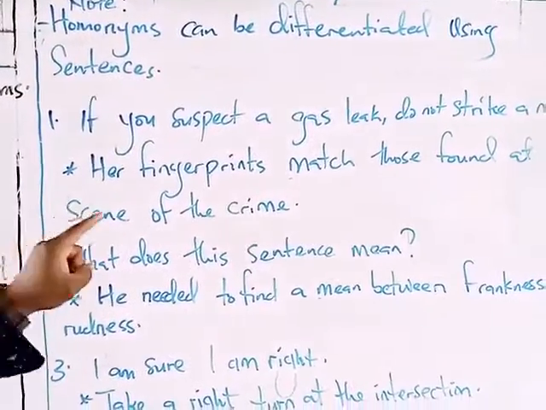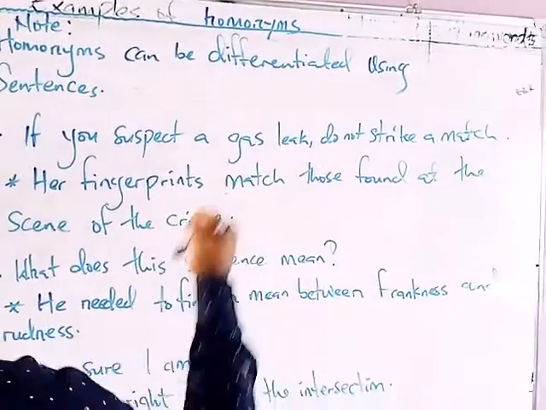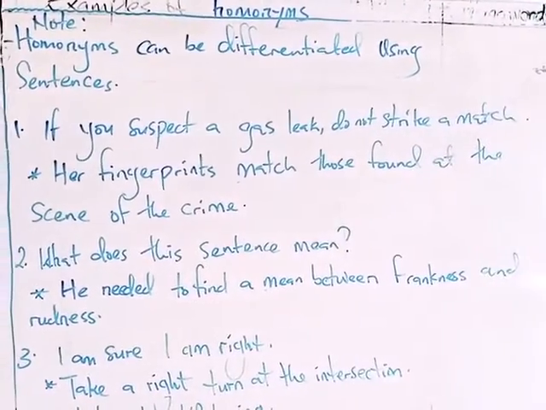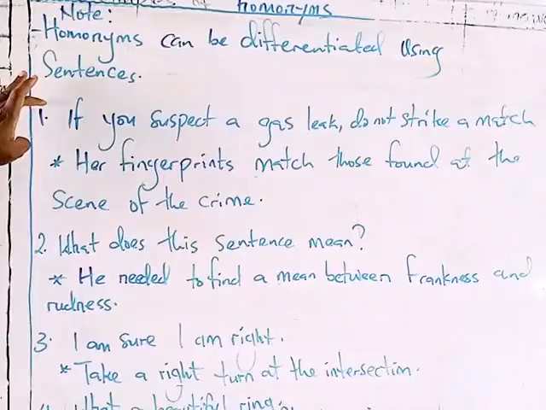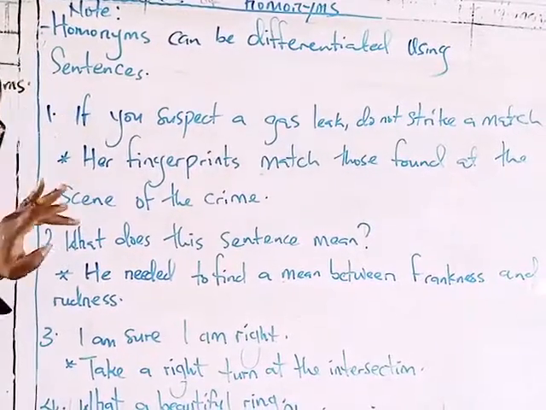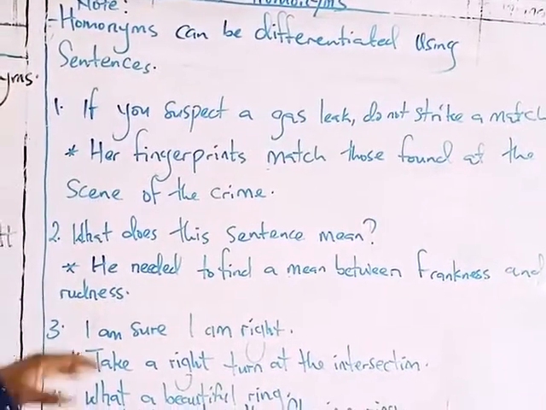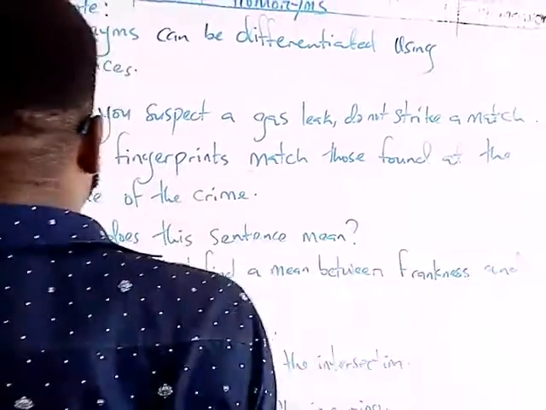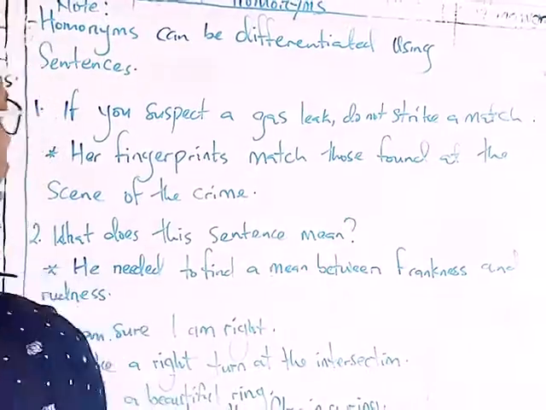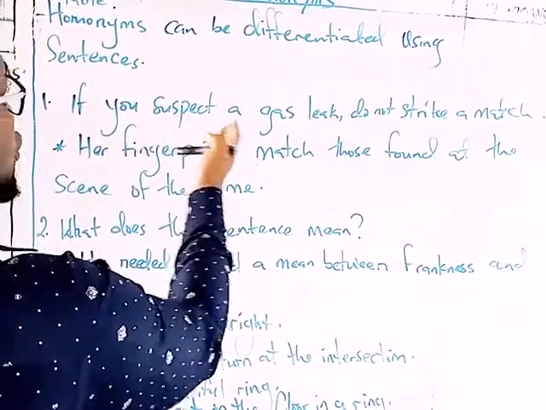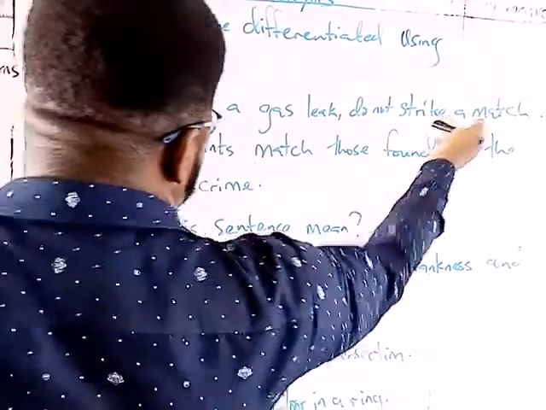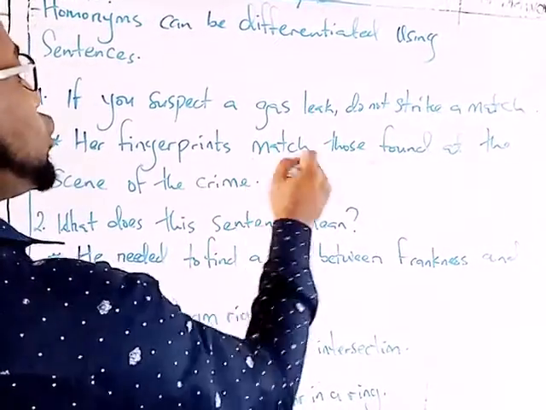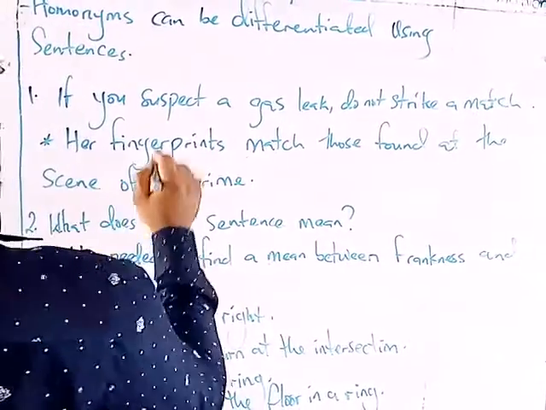1. If you suspect a gas leak, do not strike a match. This is example number 1. In the first pair, we have 2 pairs per example. The second one says, her fingerprints match those found at the scene of the crime. Now, the first one, listen: if you suspect a gas leak, do not strike a match. The second pair: her fingerprints match those found at the scene of the crime.